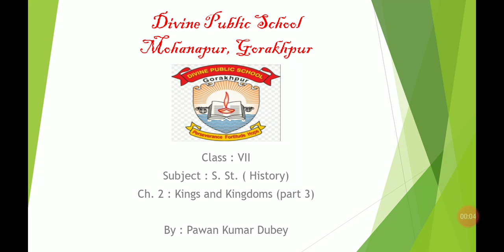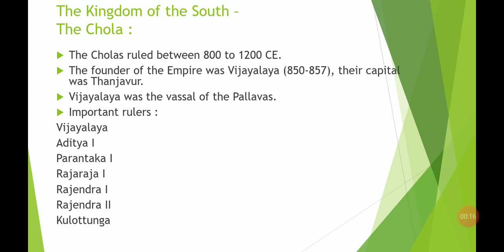Today we are going to read Class 7th SST History, Chapter 2, Kings and Kingdoms, Part 3. Now, in the last video, we read about the different kingdoms that emerged during the 7th century, who the famous rulers were, what area they covered during that time, and their successors.